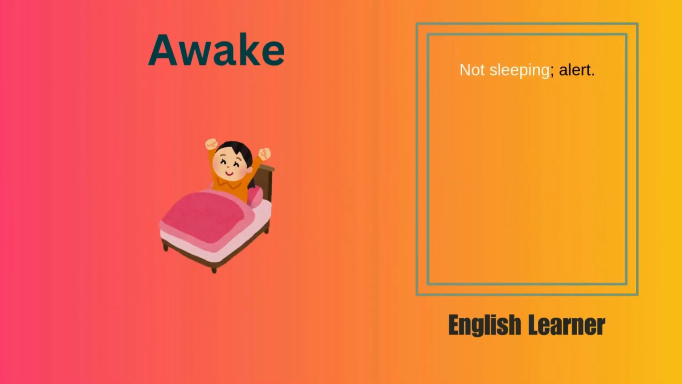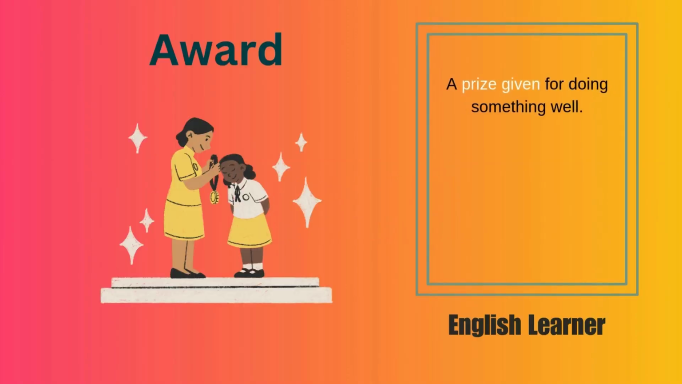Awake. Not sleeping, alert. Example. I was awake all night because of the thunderstorm. Award. A prize given for doing something well. Example. She received an award for being the best student in her class.